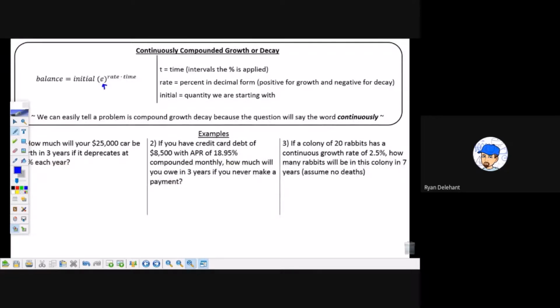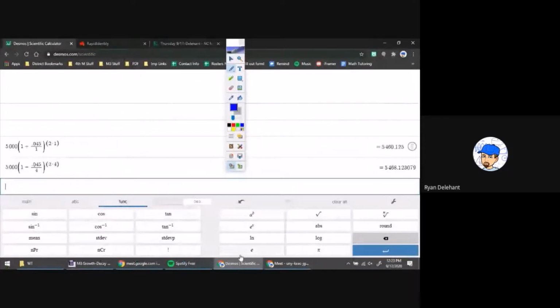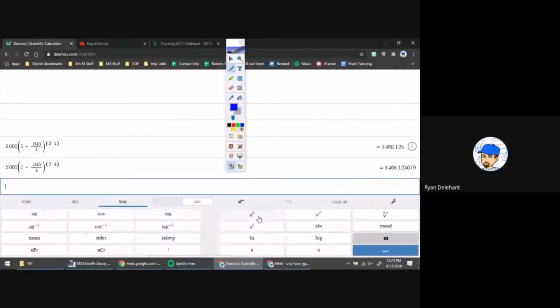If we want to see what E is, if we come back to our calculator here, when you start this normally, it'll be right here on this main tab. You need to click the FUNC button, which is function, and E is right here. It says E to the X. If I click that and I put a 1 in, it'll show me the value of E. E is this number, 2.718281828, and it goes on forever after that.